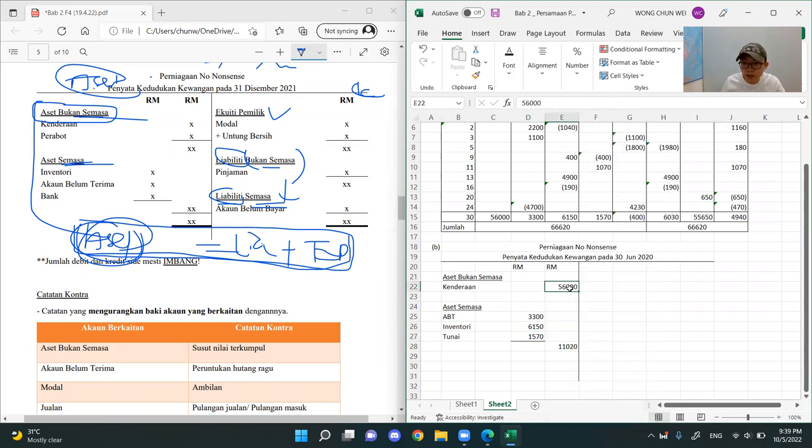11,020. Now, use this 56,000 plus 11,020, you get a figure. Here, I'm not sure where yet. Okay, but we leave it first. Okay, we move on to here.